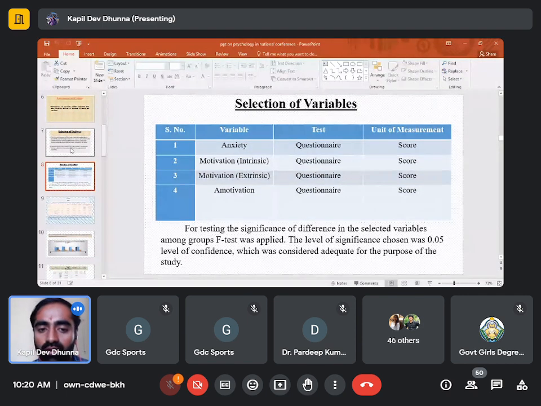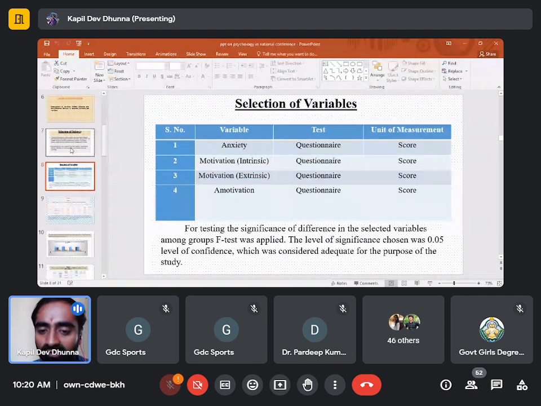Unit of measurement is score. Motivation, intrinsic and extrinsic: for both we used a test. The name of the test is questionnaire, and unit of measurement is score. And amotivation: the test used for amotivation is questionnaire, and the unit of measurement is score.